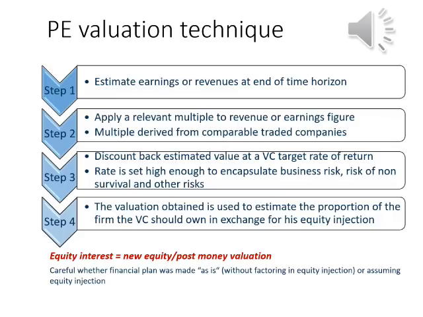Now this rate is higher than you might have noticed for the expected return on equity using the beta formula, because this rate has to encapsulate the risk of non-survival and other higher risks which refer to younger companies. And this rate is normally taken to be the rate that the private equity fund manager has promised his own investors to generate in his investments. Step 4, the valuation obtained is then used to estimate the proportion of the firm the VC should own in exchange for his equity injection.